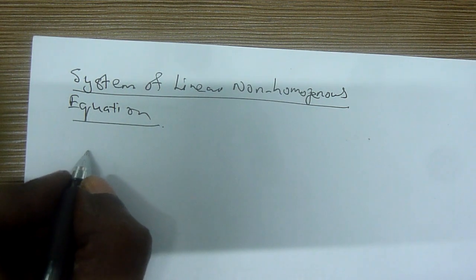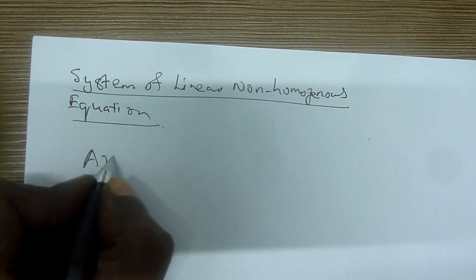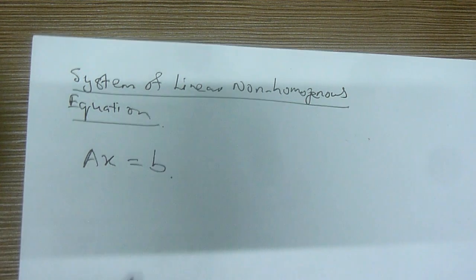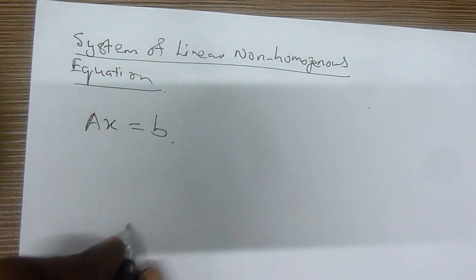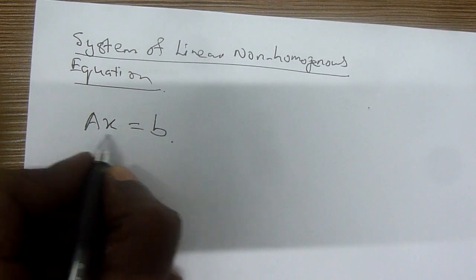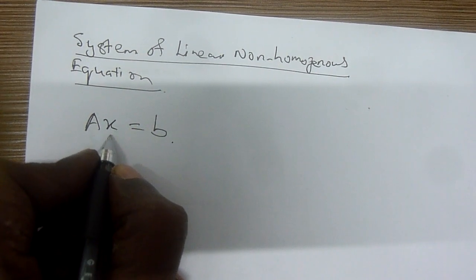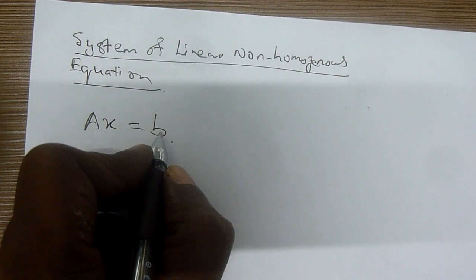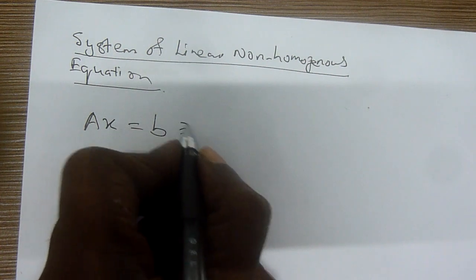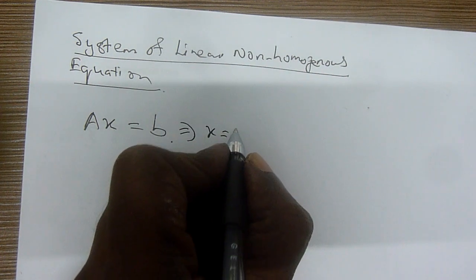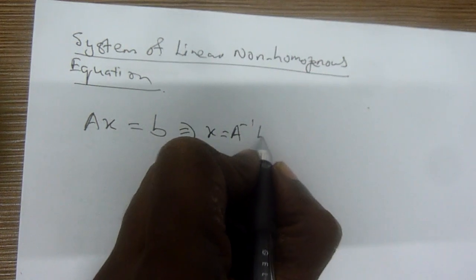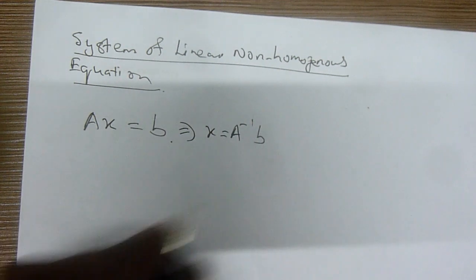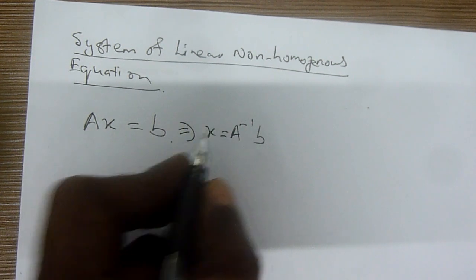Basically it can be written as Ax = b, whereby A is a matrix, x is the variable, and b is the answers. Maybe I'll try to write this. We can write that using the inverse to find the solution of the variables.